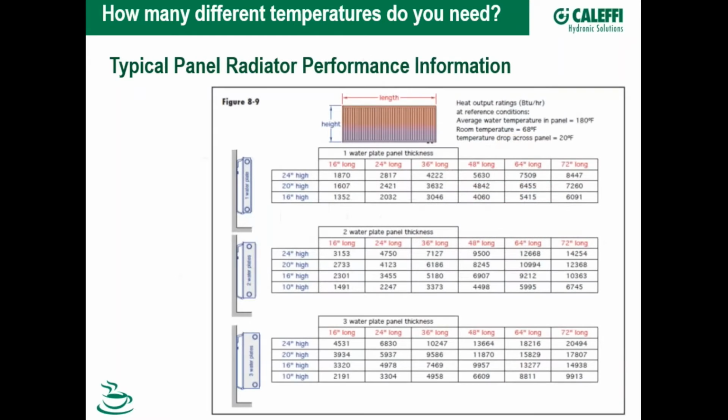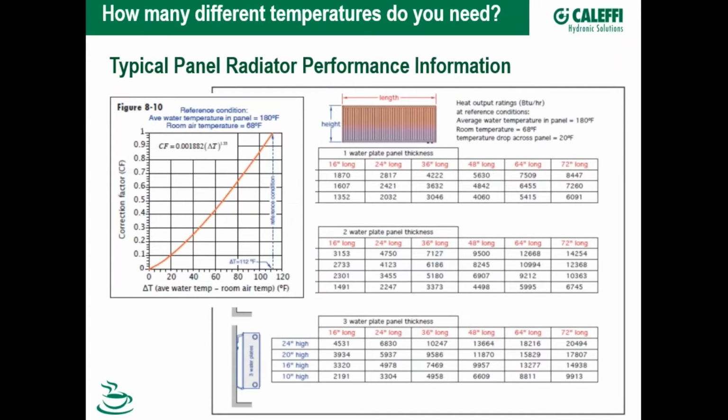Same thing happens with panel radiators. This is a chart out of Hydronics showing typical panel radiator ratings. And of course, these ratings are based on 180 degrees. In that same Hydronics, we also show a reduction chart. So if I want to reduce the water temperature, I can, but I have to calculate a correction factor of what's going to happen to the heat emissions. How do I correct for that lower water temperature?